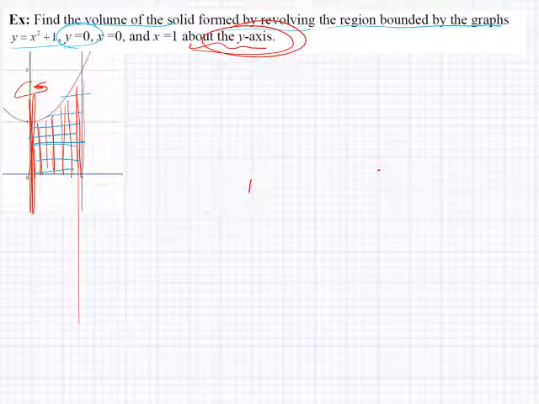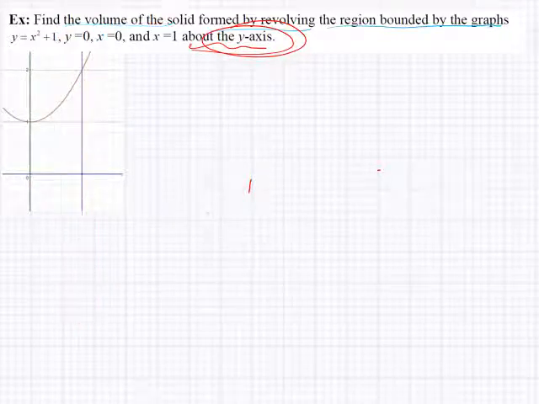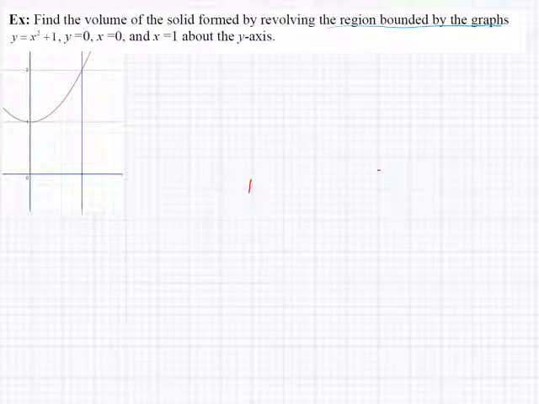So this tells us we have to put in horizontal rectangles. And this is why just using the disc and washer method is no good. That's why we're going to learn another method that'll give us some flexibility here. So if we have to do horizontal rectangles, we have a problem.